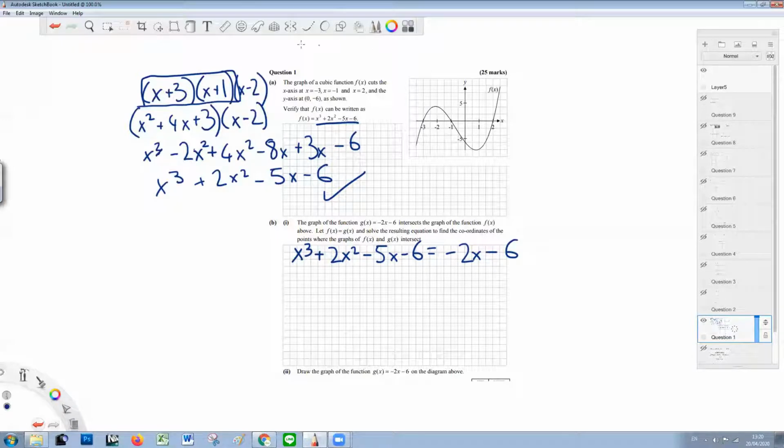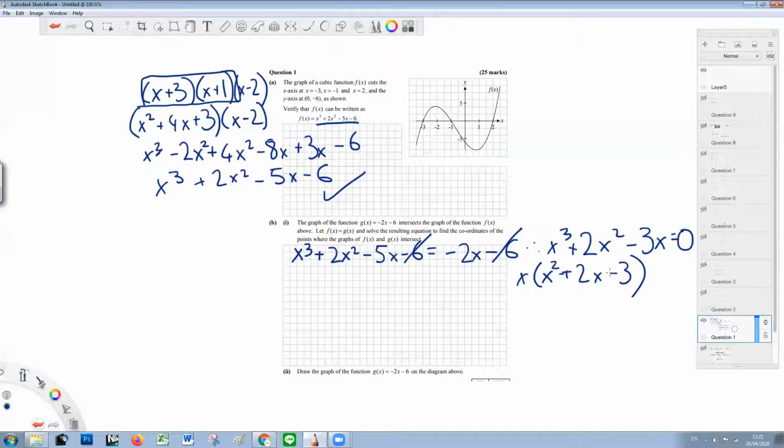So now that you have these, you should be able to solve them by bringing them across. So -6 is going to turn to +6, so that and that are going to cancel. So you're going to be left with x cubed plus 2x squared, and that's going to become plus 2x, so it's going to be minus 3x. Again, this might be something you're completely used to, but you should have seen this. So it's going to be x times x squared plus 2x minus 3. So I've gotten this into a quadratic equation.